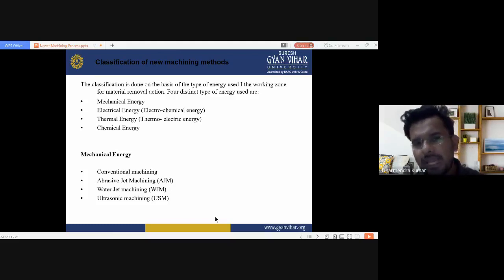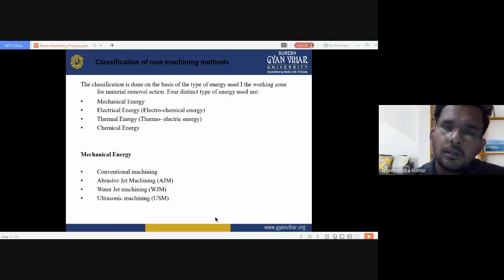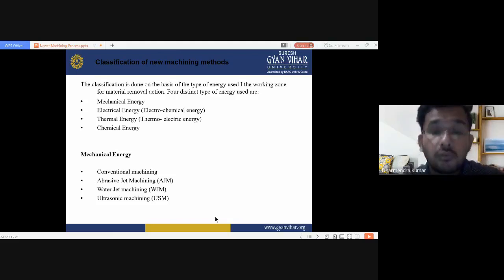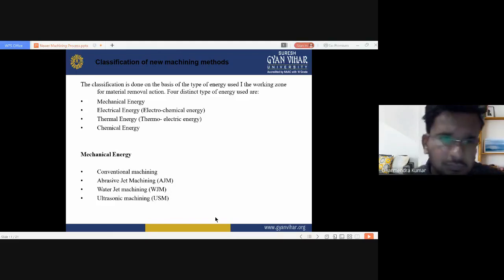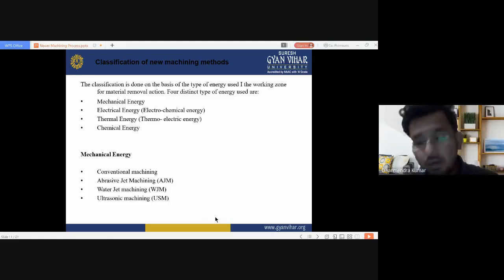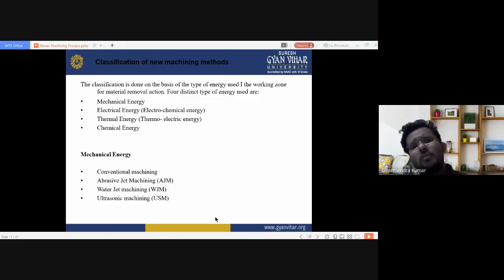On the basis of mechanical energy, we can classify non-traditional machining into four subgroups. Like conventional machining, which means the machining processes we use on a lathe machine for grinding, chamfering, facing, turning, taper turning, etc. The second one is abrasive jet machining, water jet machining, ultrasonic machining. These types of machining processes use only mechanical energy.